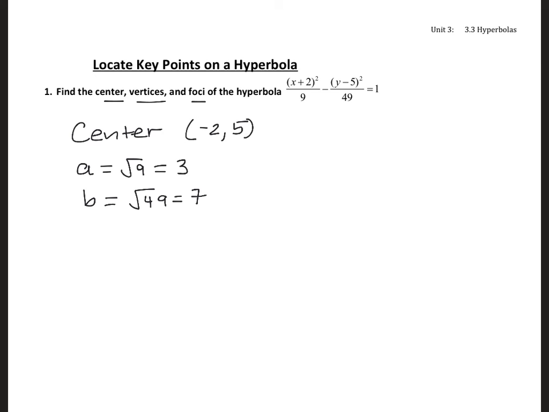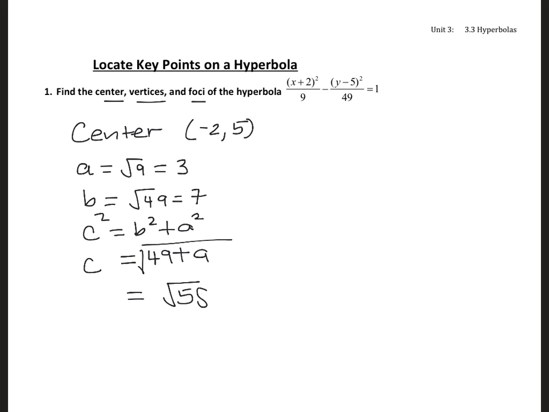And what else do I know? I can get c, where c squared is equal to b squared plus a squared, which is equal to 49 plus 9. So c is equal to the square root of that, which is square root of 58. Okay, now I can find the vertices.